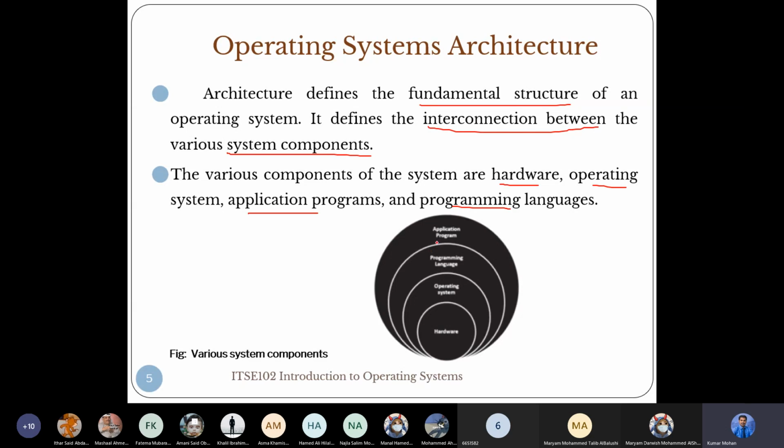Understand what is meant by structure or architecture? What is architecture? What is operating system architecture? Come on dear, tell me, what is operating system architecture? The architecture, can you see my screen?